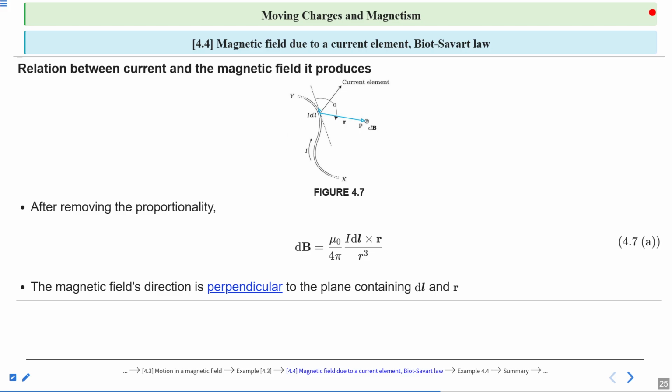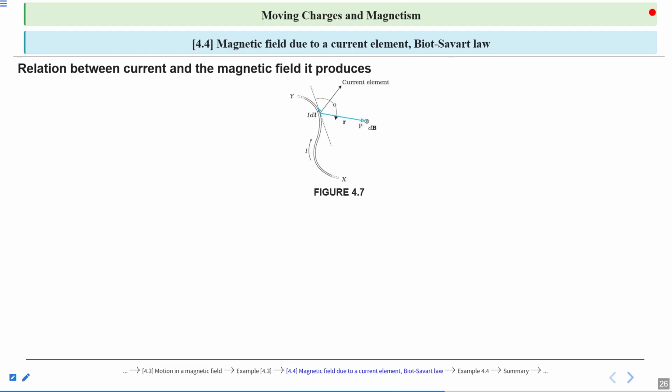So you can see here now, the direction of dl cross r is also given by the right hand rule.